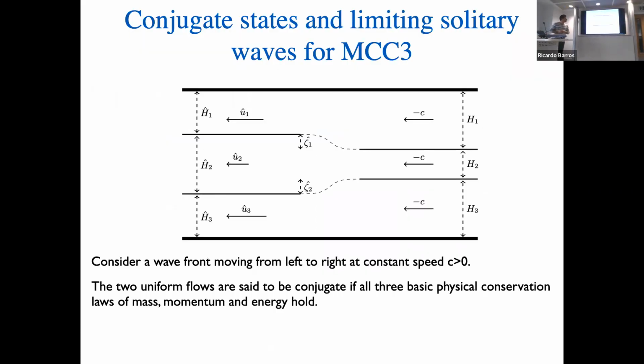And these are some recent advances that we have made since then. First of all, we looked at the conjugate states in this 3-layer configuration. Similar to the Miyata-Choi-Camassa model, where the conjugate states can be preserved by using the strongly nonlinear theory, the same happens here for the 3-layer case. As I said before, two uniform flows are said to be conjugate if all 3 basic physical conservation laws of mass, momentum, and energy hold. So basically, you have to find these trivial states and then hope that there is a connection. It doesn't mean there is; maybe there isn't.